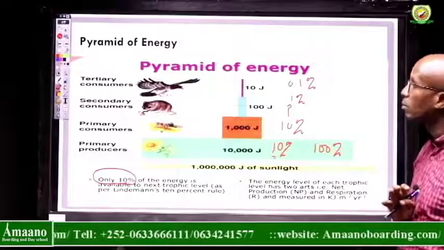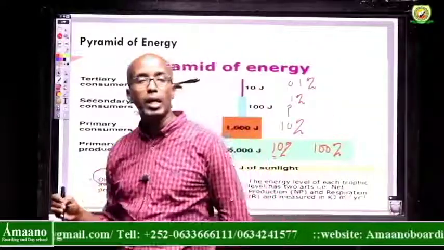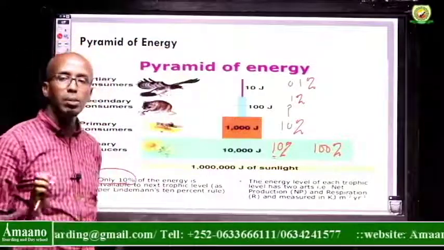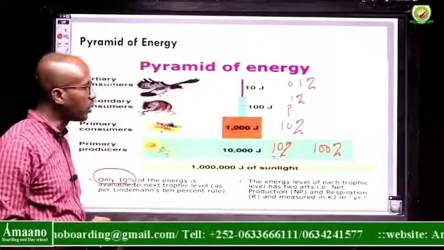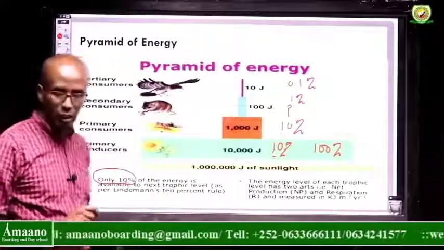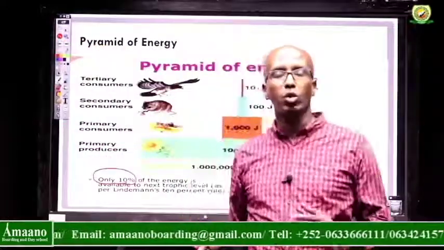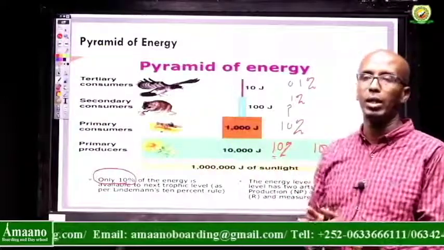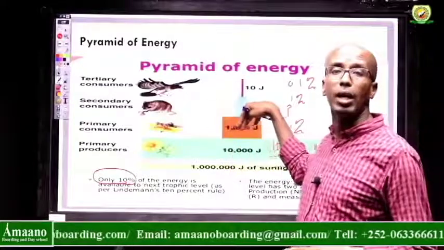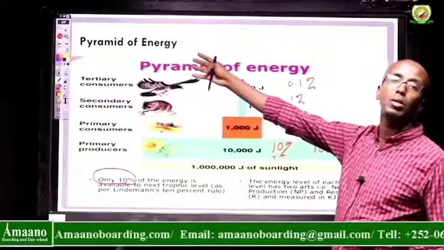So one of the importances of the pyramid of energy is that there is no inverted pyramid. But the disadvantage is that a problem always exists in assigning species to a specific trophic level. You cannot assign a rabbit or a fox to only the secondary consumer level. Sometimes it can be tertiary, sometimes it can be quaternary. So that's the only problem we can face when we are drawing a pyramid of energy.